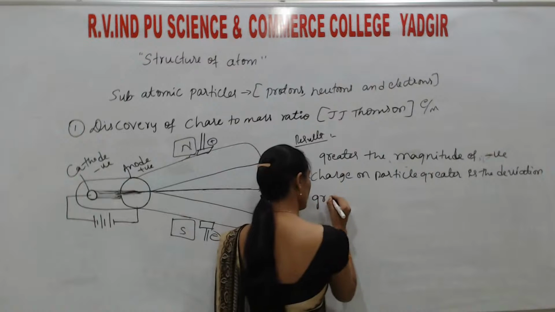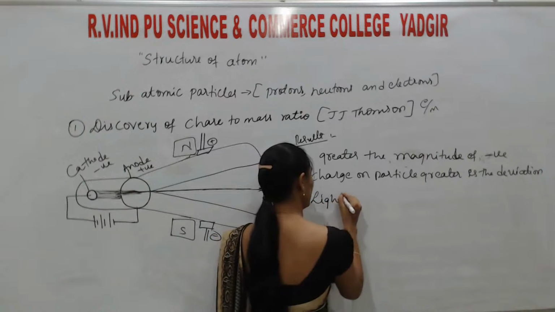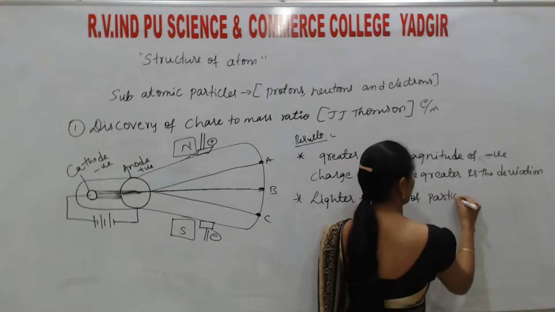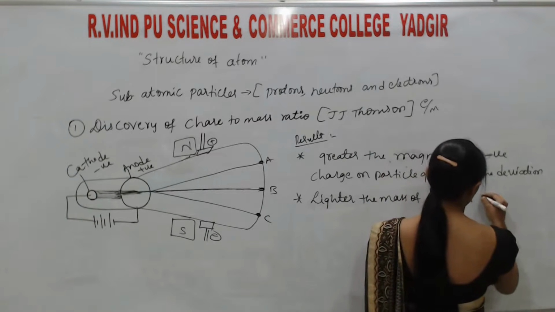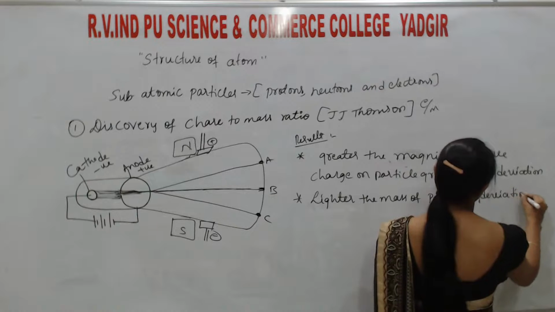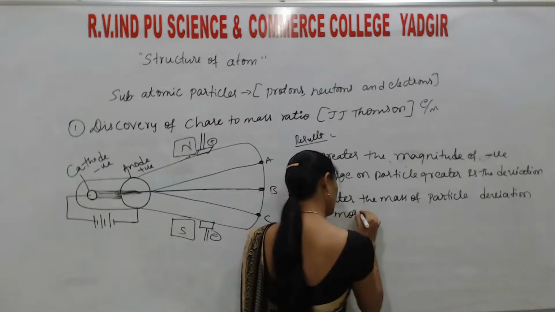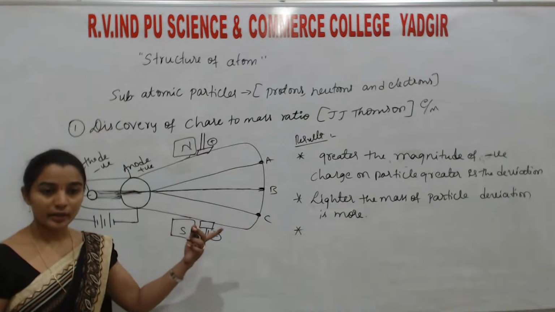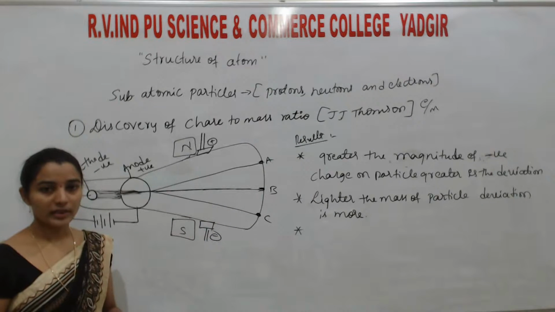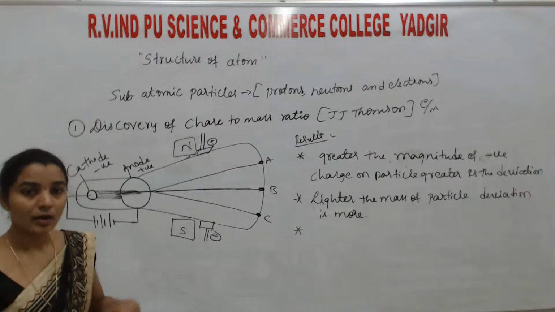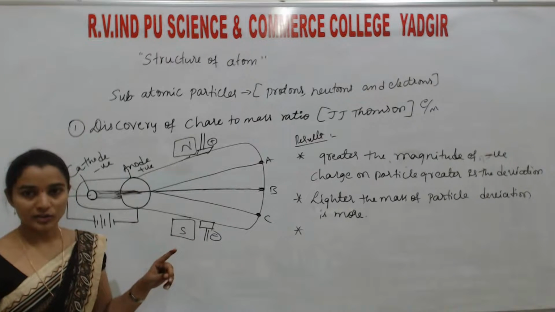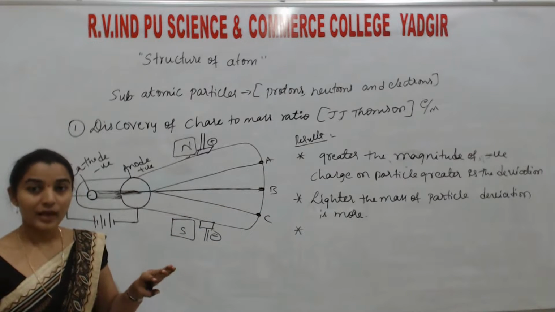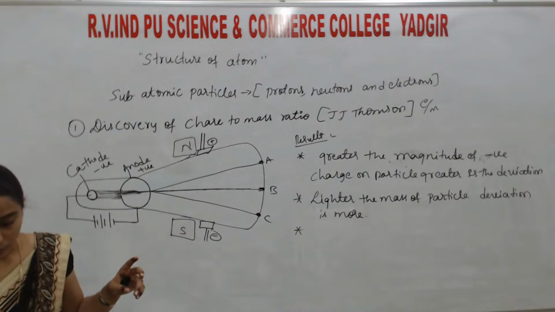Next. Lighter the mass of particle, deviation is more. Means mass of the particle is light, means smaller mass, greater deviation. Greater mass means weight is more, of course less deviation. Weight is less, more deviation. Weight is more, means less deviation. Means mass is more, less deviation, because it is so weighty. Mass is less, they are lighter molecules, then the deviation is more.